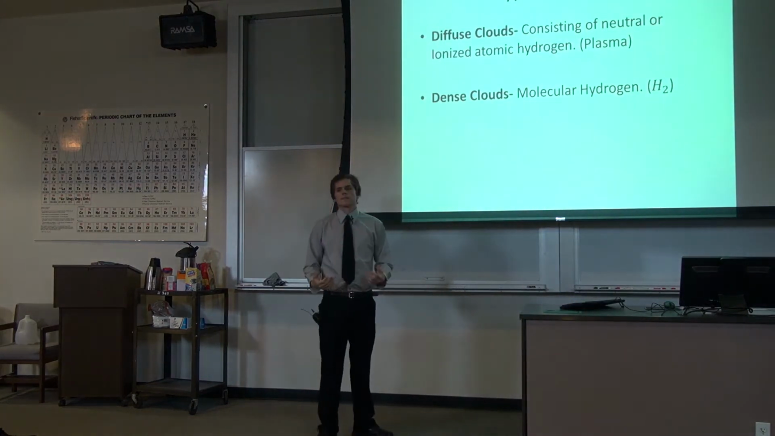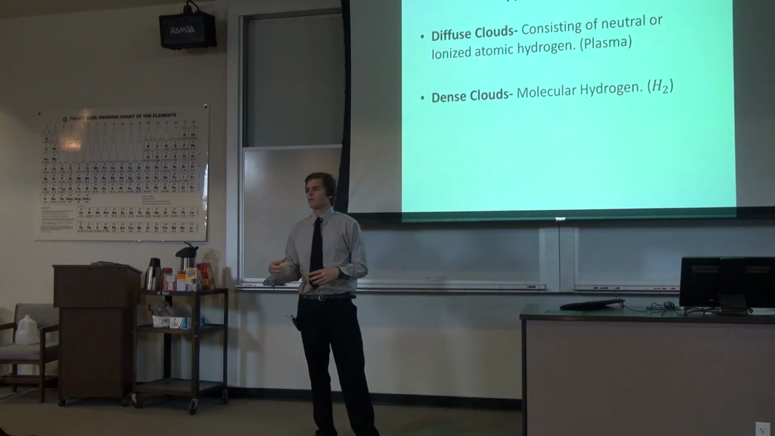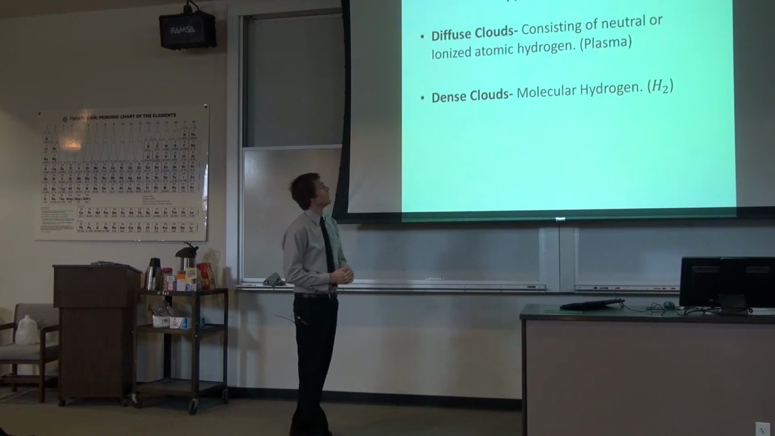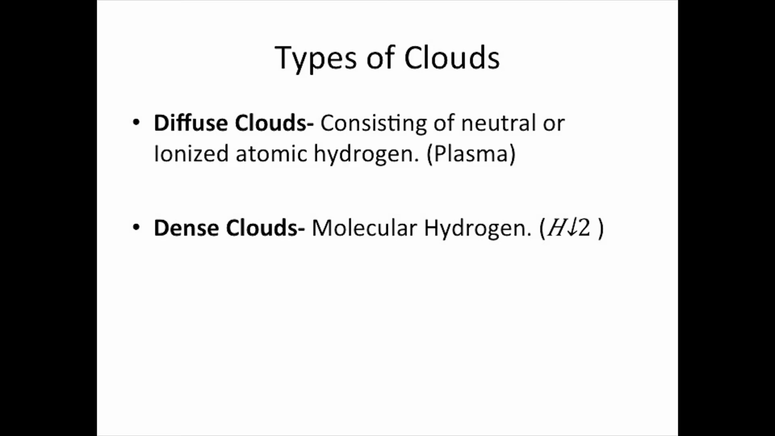So what is an interstellar gas cloud? Really, an interstellar gas cloud, that's just a fancy term for a region of space that's denser than the surrounding regions. When we're talking about interstellar gas clouds, we usually break them up into two different categories, diffuse and dense clouds, where a diffuse cloud consists of neutral or ionized atomic hydrogen, which you can just think of as a plasma, or a dense cloud consisting of molecular hydrogen.